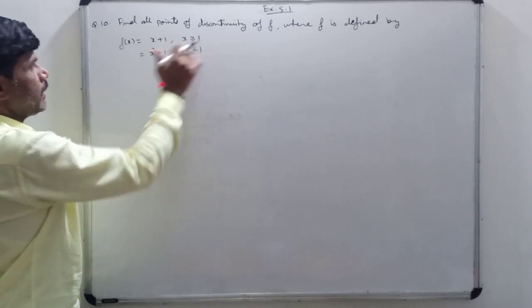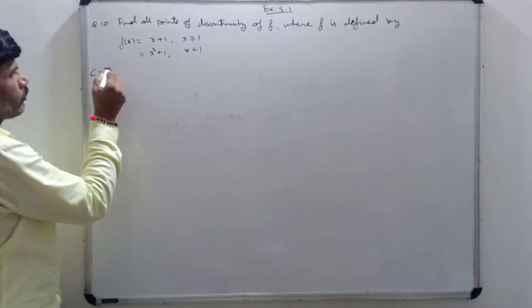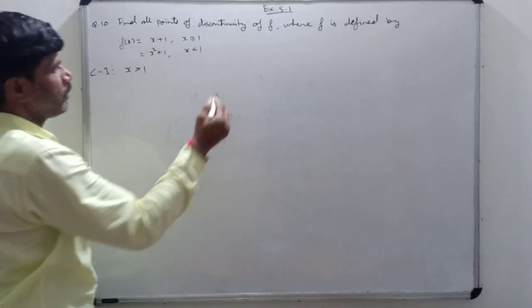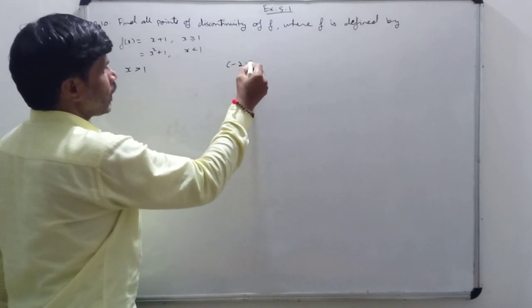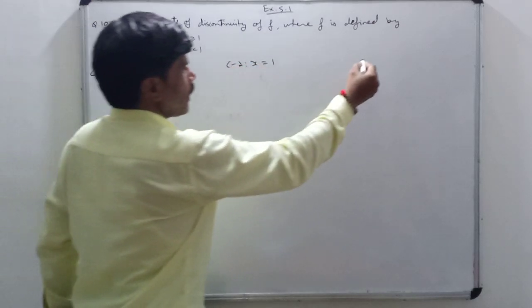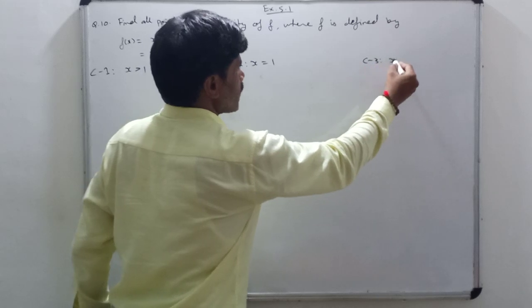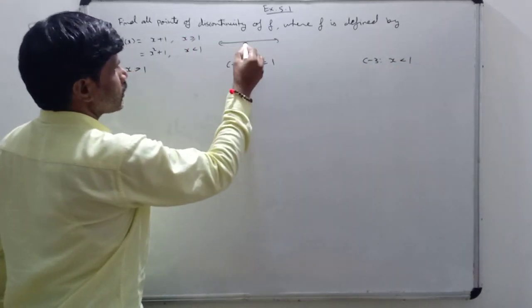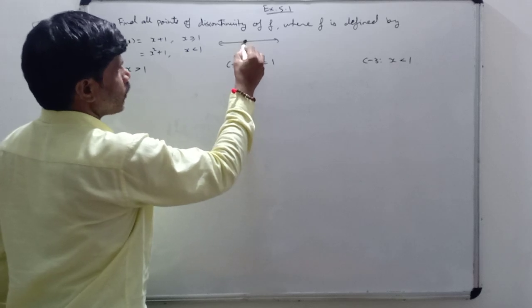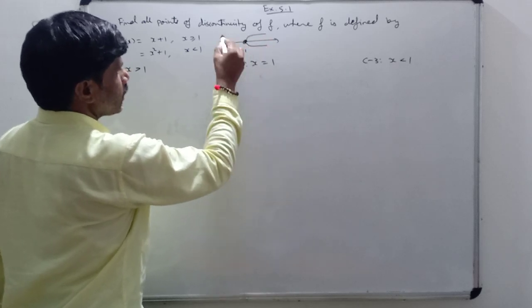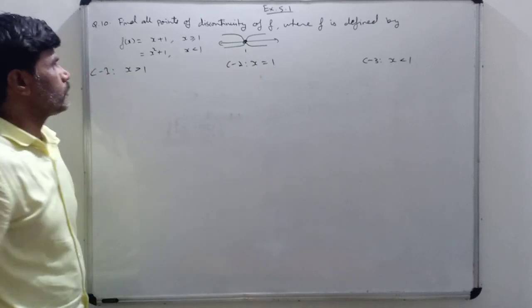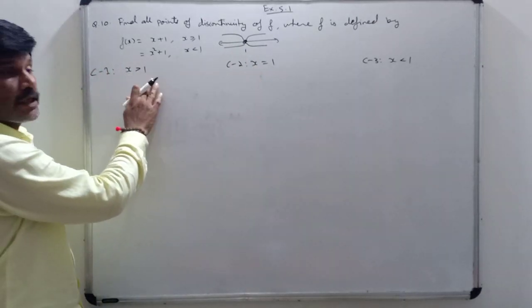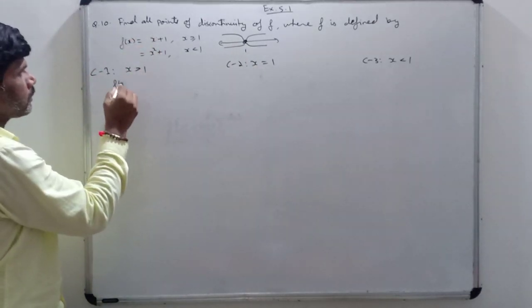Okay, so there will be three cases. Case 1, when x is greater than 1. Case 2, when x is equal to 1. And case 3, when x is less than 1. Just see the point where this changes, here it is 1. So at point 1, at points greater than 1, and at points less than 1. Okay, so case 1, when x is greater than 1, what is the function?